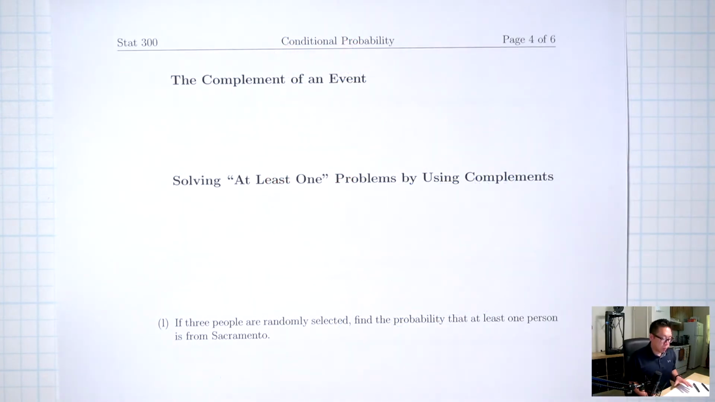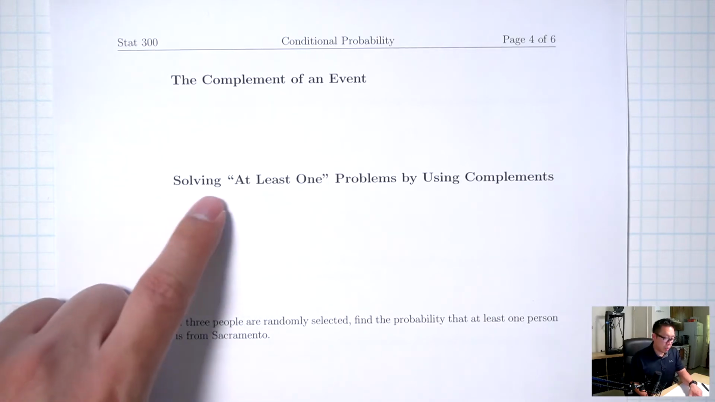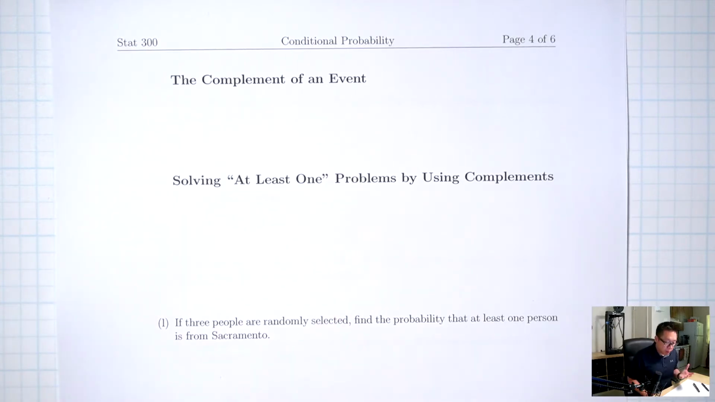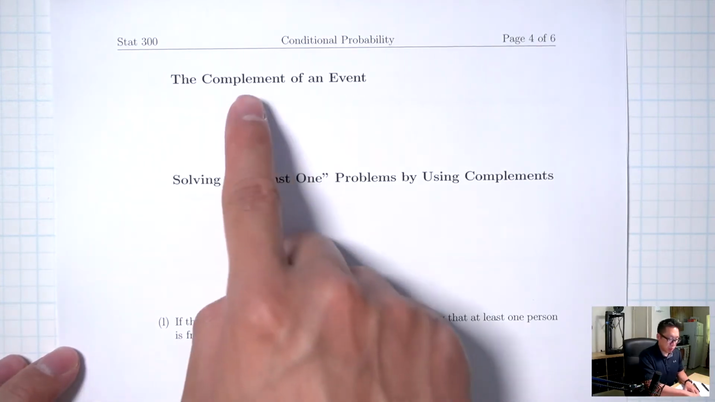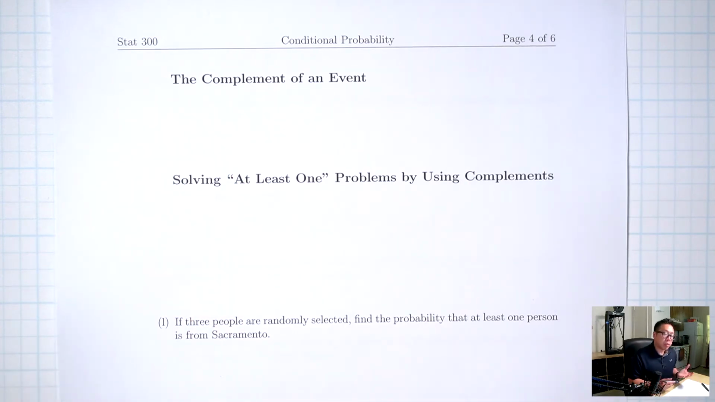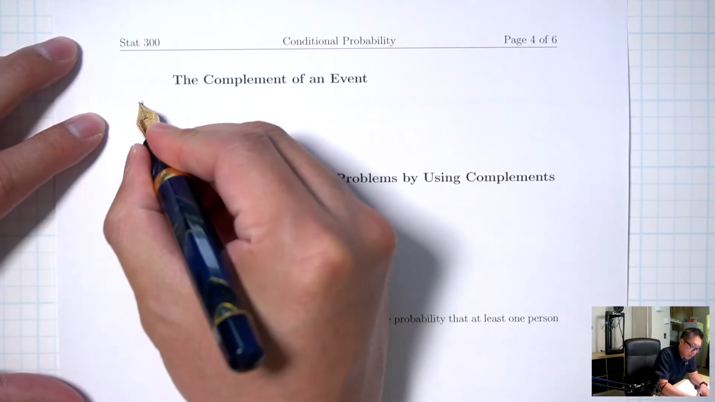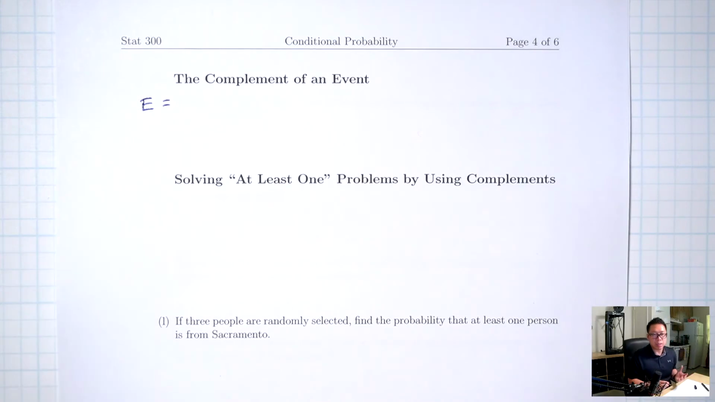The third new concept we're going to talk about today is solving at least 1 problems. Before I talk about solving at least 1 problems, I have to talk about complement. Complements we talked about already when we talked about set theory. So in set theory, the complement of a set are all the things that are not in that set. And for probability, it's going to be something similar. Say I have an event E, and E stands for it rains today.